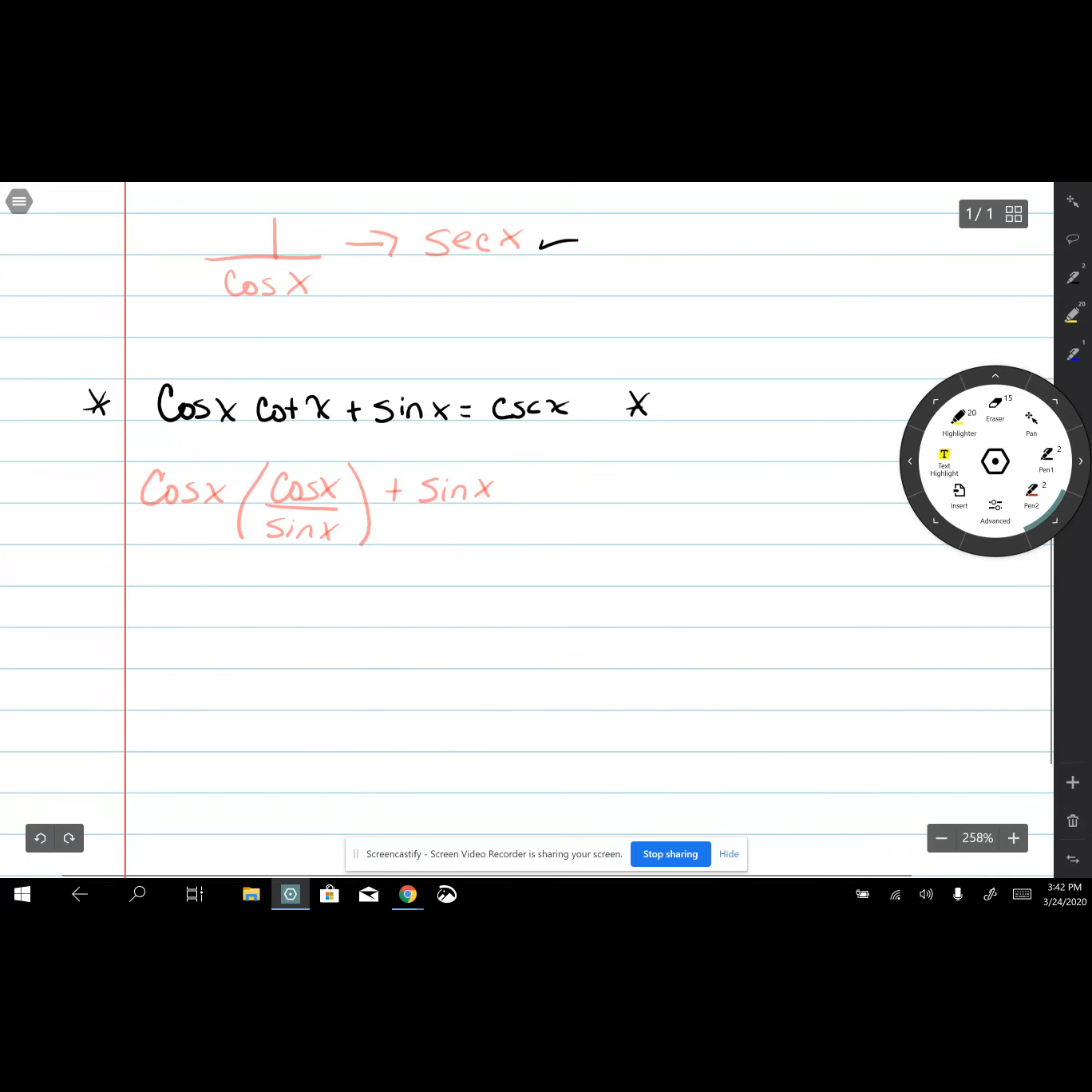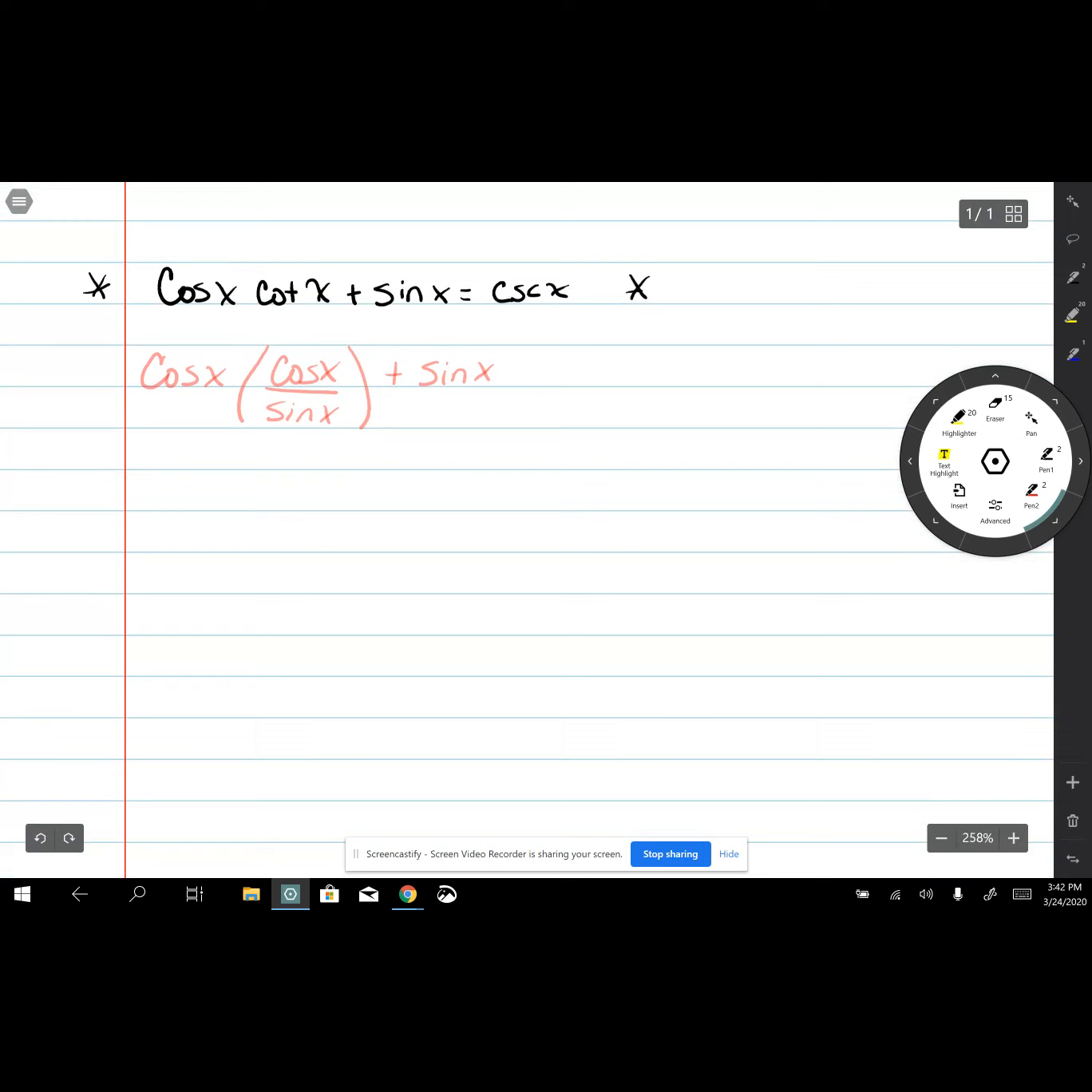Okay, I'm going to clean up that top a little bit. So when I do that, I get my cosine squared x over sine x plus sine x. All right, I got a fraction, so we're going to put that and make that a fraction. And then again, upside down picnic table. And for those of you who don't remember, it looks like a picnic table.